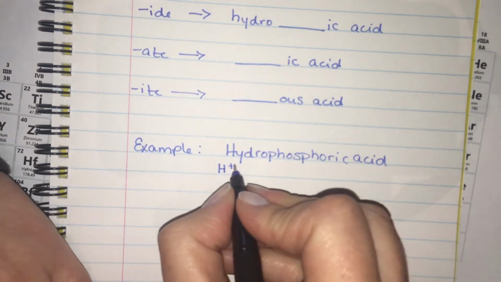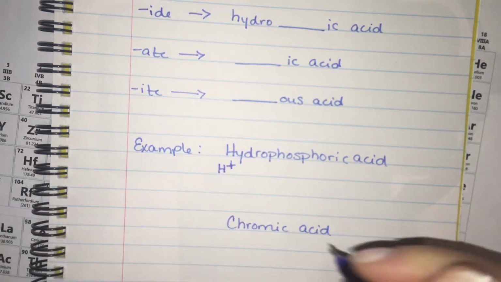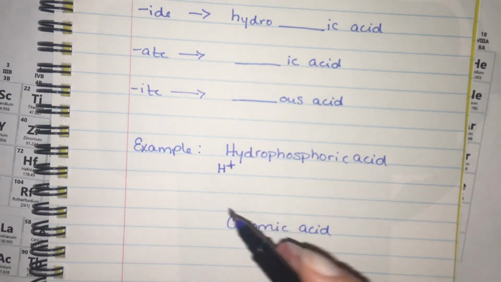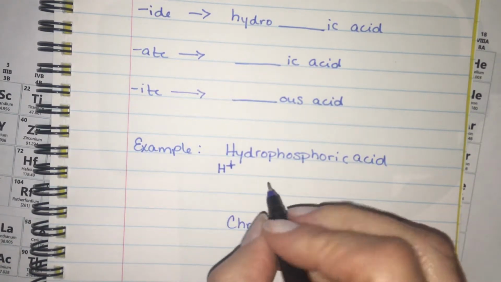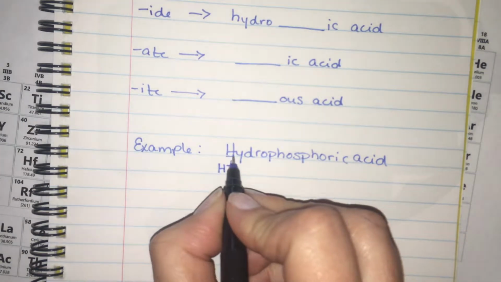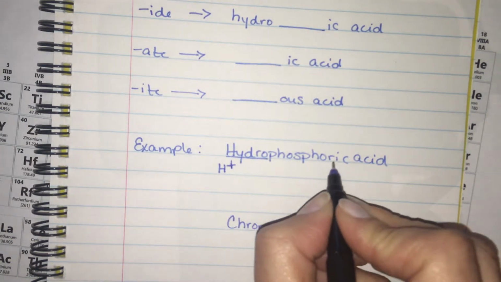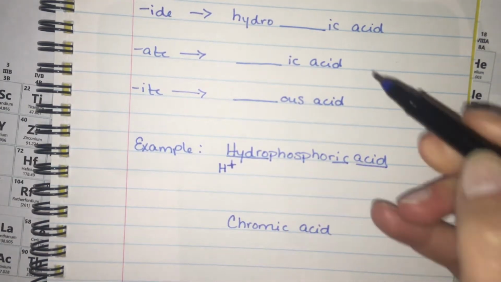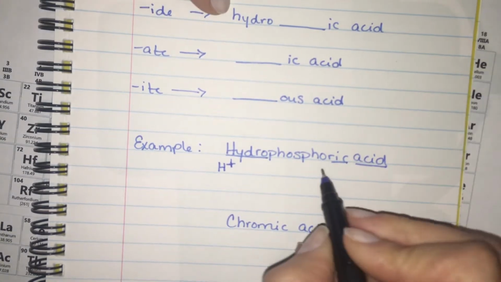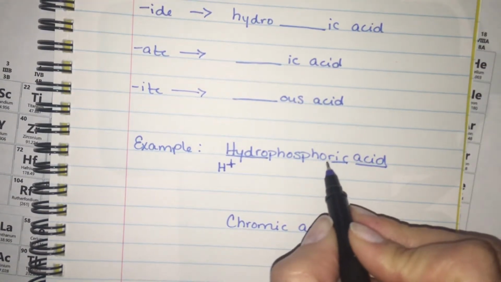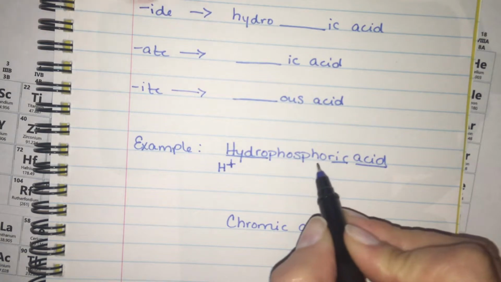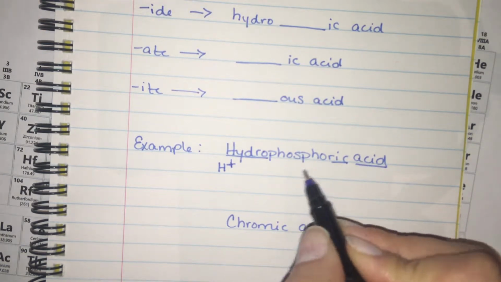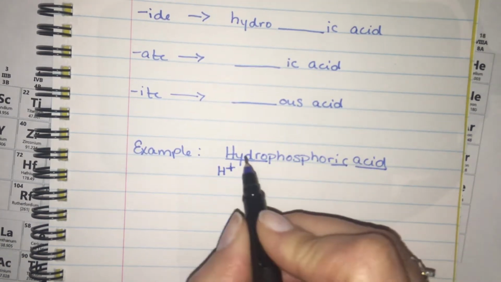In 10th grade, we'll just say it's an ionic bond, but it's not, it's an acid. So we're going to look at this word, hydro-ic acid. We have phosphor. Is it phosphide? Is it phosphate? Is it phosphite? We don't know. We have to find out.